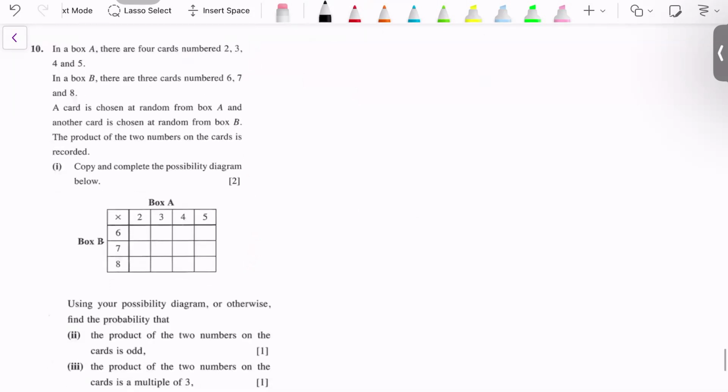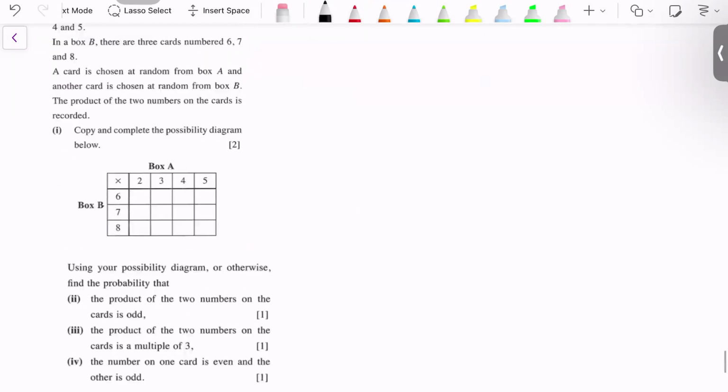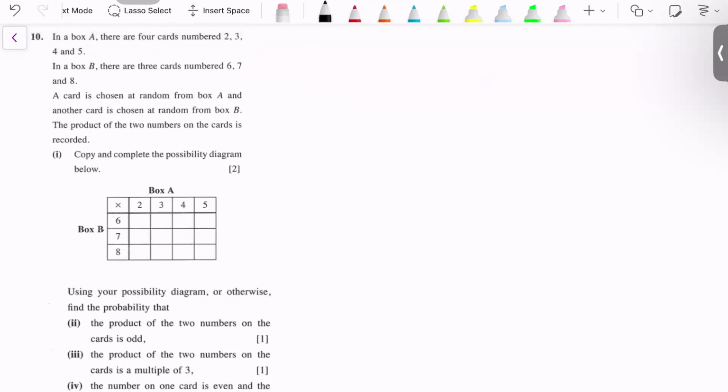Okay, next, this is our last question for today. So it says that in box A, there are 4 cards numbered 2, 3, 4, and 5. Box B, there are 3 cards numbered 6, 7, 8. A card is chosen at random from box A and another is chosen from box B. The product of the two numbers on the cards is recorded.